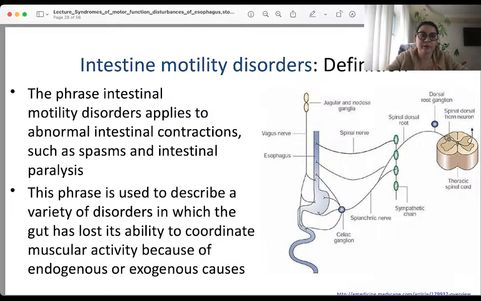Okay, and the third part of our lecture today is intestinal motility disorders. First of all, let's give a general definition to these disorders. The phrase intestinal motility disorders applies to abnormal intestinal contractions such as spasm and intestinal paralysis. This phrase is used to describe a variety of disorders in which the gut has lost its ability to coordinate muscular activity because of endogenous or exogenous causes.